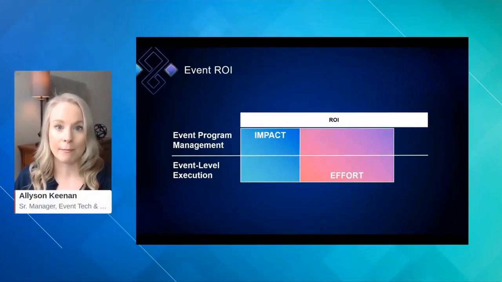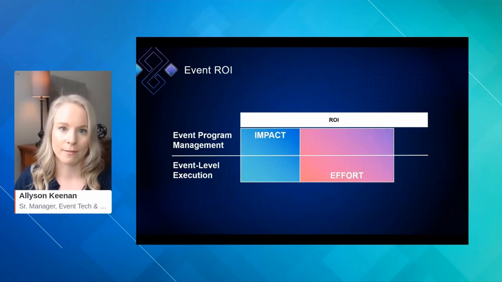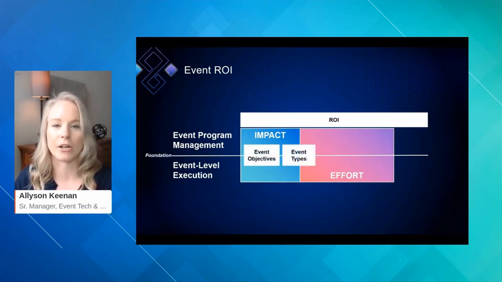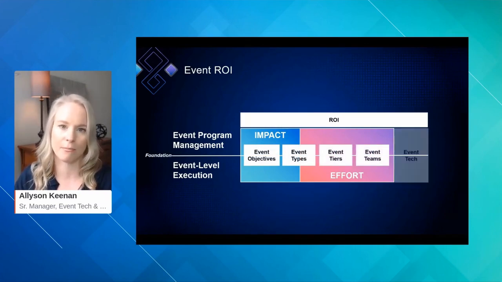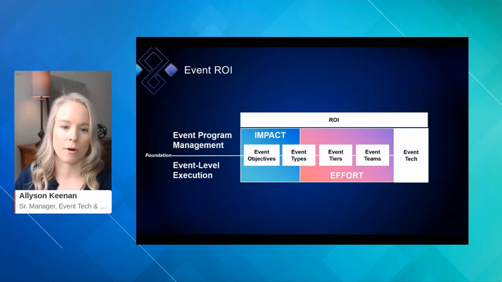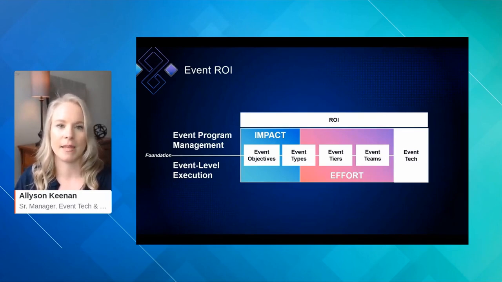Now, over the last few years, like most, our event program has evolved, and we've really taken the time to revisit. And with that, we've identified this foundational layer that really sits underneath our event program that all of our events are built on top of. And from event objectives, the types, the tiers, the teams, the tech, we're going to walk through these a little more in detail. I do think it's really important to understand the relationship of these, what they are, the interconnectivity that these share, and the unique impact and value that they bring when we're talking about event ROI.